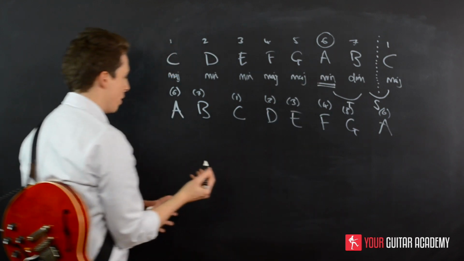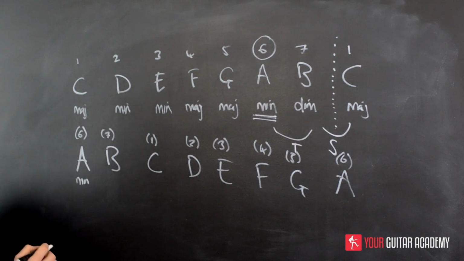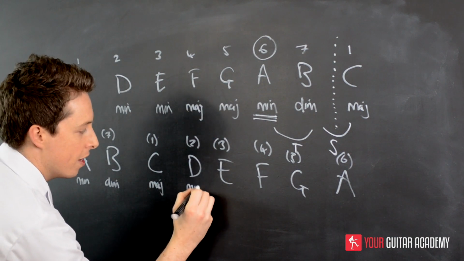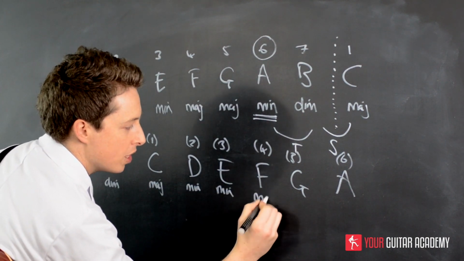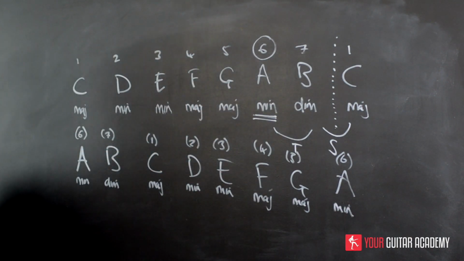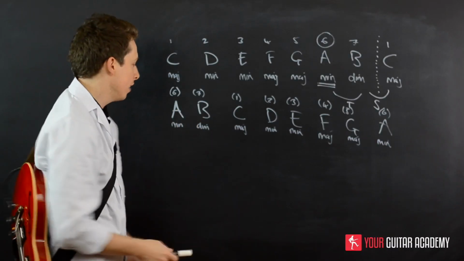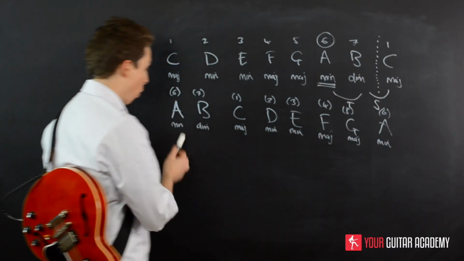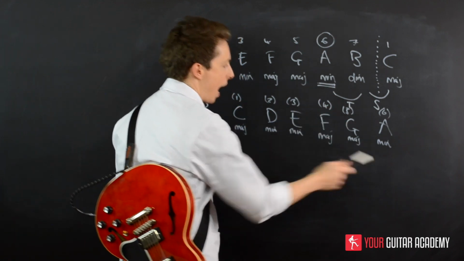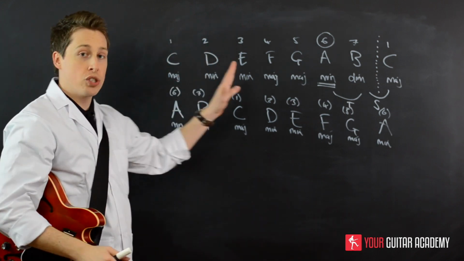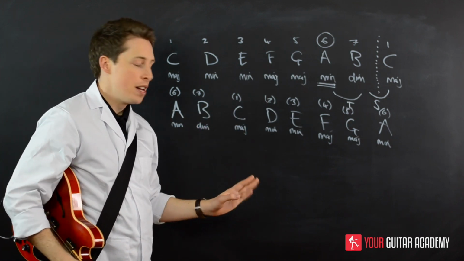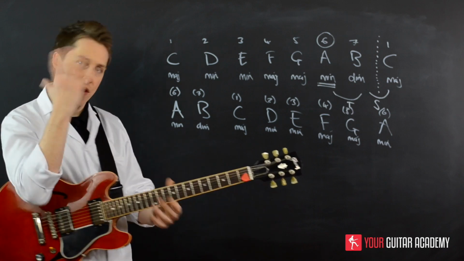Now the chords go with them, so this is an A minor, because the 6 is always a minor, the 7 is always a diminished, the 1 is major, the 2 is minor, the 3 is minor, the 4 is major, the 5 is major, and the 6 is minor, of course. So our A minor key, A minor scale, is A, B, C, D, E, F, G, A, or A minor, B diminished, C major, D minor, E minor, F major, G major, A minor, which is identical to the C major key, but we're just starting and finishing on A. Now, does that make sense? How does that fit in your mind?